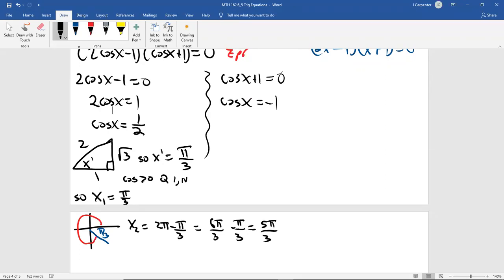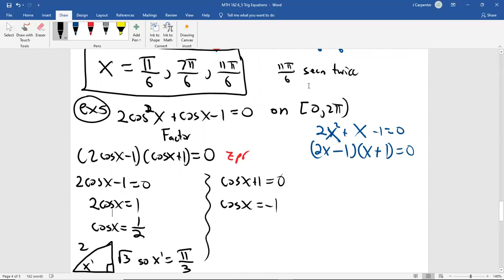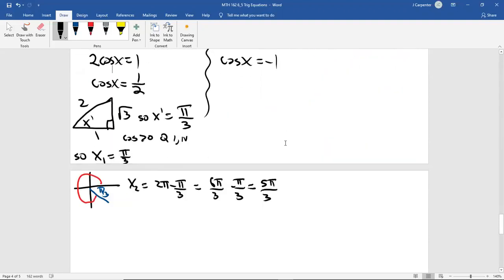3. Now there were restrictions on this. We were from 0 to 2 pi, so I don't have to add the 2n pi to these solutions. We got pi over 3, and we got 5 pi over 3. So far, we have pi over 3 and 5 pi over 3 as our answers. Those are the only two solutions to the cosine x equals a half from 0 to 360.